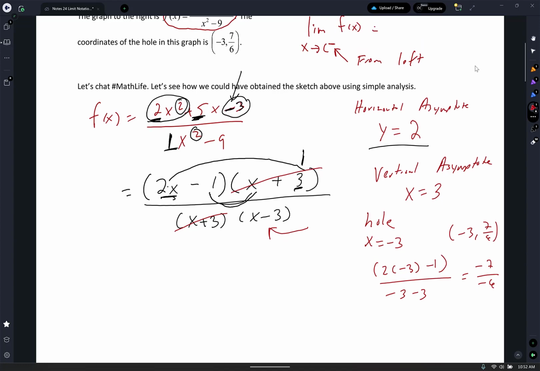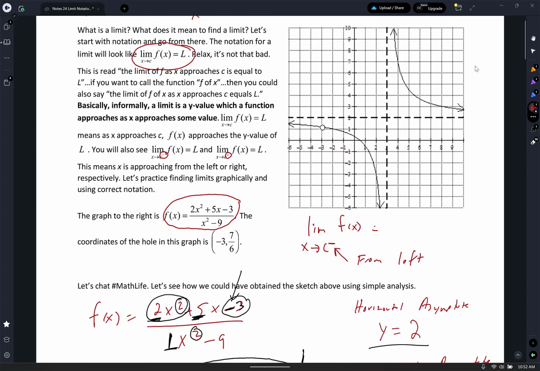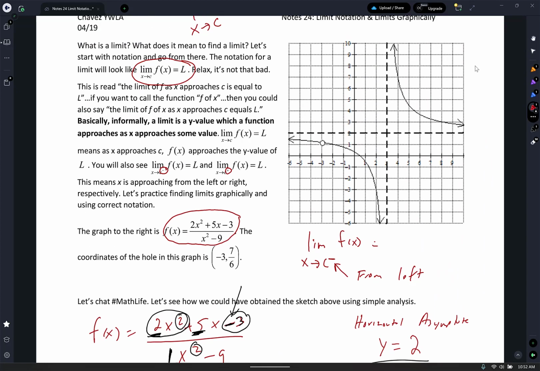And there it is. Horizontal asymptote, vertical asymptote. Check out the picture. Horizontal asymptote, y equals 2. Vertical asymptote, x equals 3. Hole, negative 3, 7/6.